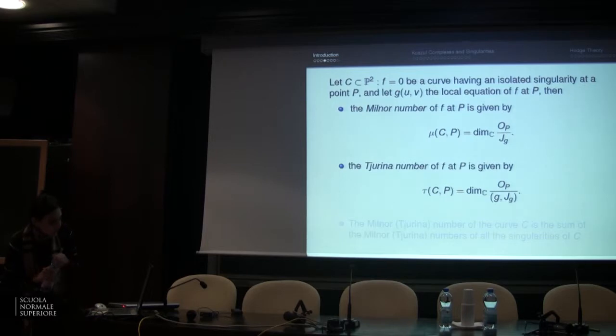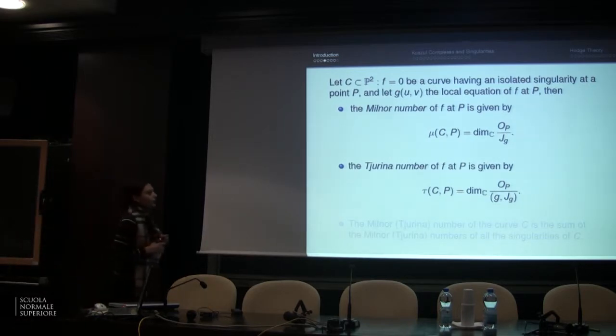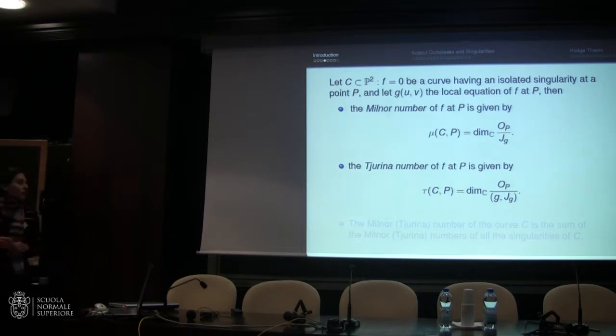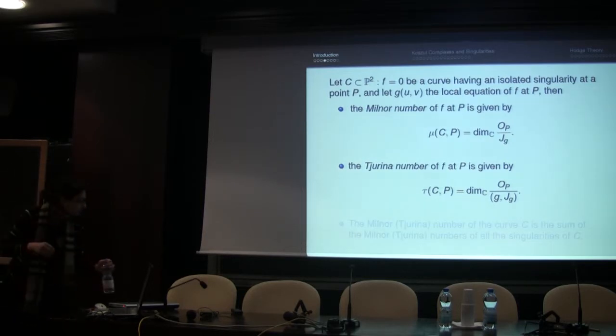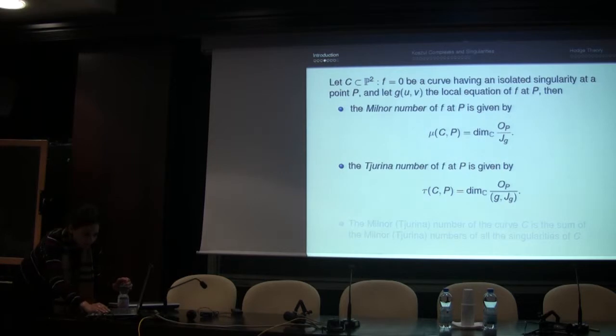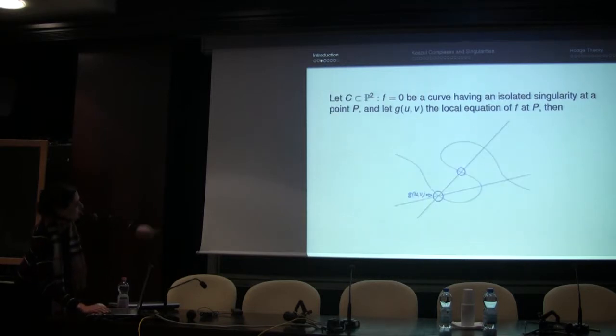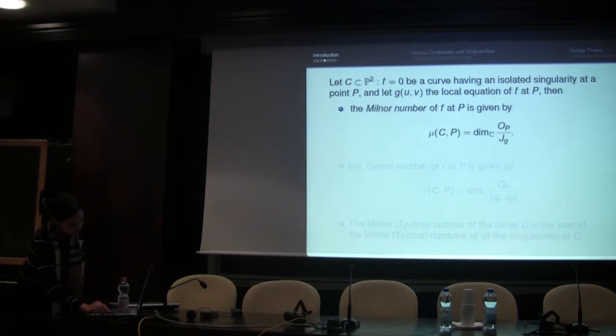Then we define also the Tjurina number of f, which is the dimension of O_p modulo the ideal generated by g and the Jacobian ideal of g. So the Milnor number and the Tjurina number are invariants of curves. Now, if you want to find the Tjurina number and the Milnor number of the whole curve, we look locally at each singularity, we find the Tjurina number or the Milnor number at each singularity, and then we take the sum of all of them.